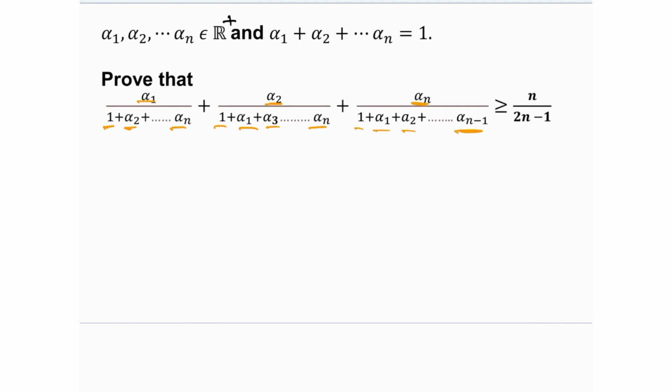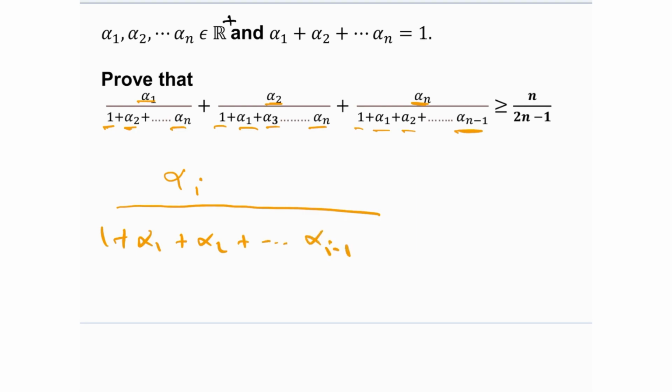Because this in its current form is very messy. I don't like it either. This gives me a headache more than being able to solve the problem, right? So effectively, to state it formally, what are we dealing with? For example, we have alpha i in the numerator. So what is happening in the denominator? You have 1 plus alpha 1 plus alpha 2, all the way up to alpha i minus 1.